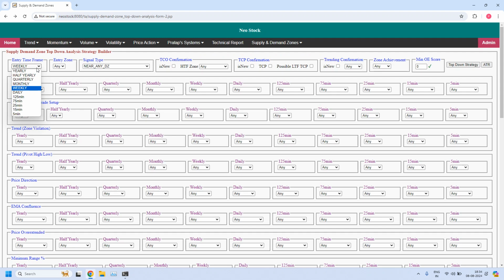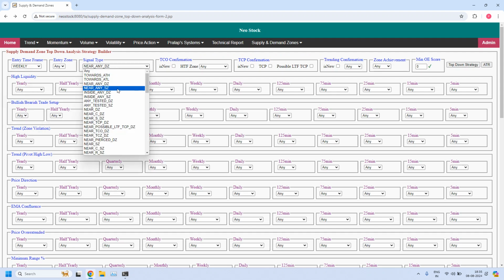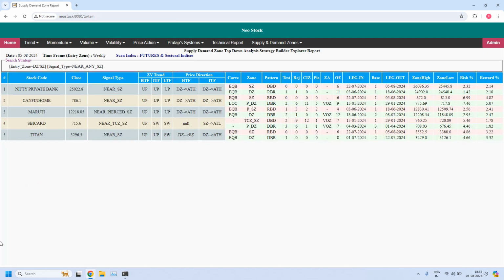So I'm going back. For weekly time frame, let us find the stocks near weekly supply zone. 5 stocks are filtered near to the weekly supply zone.